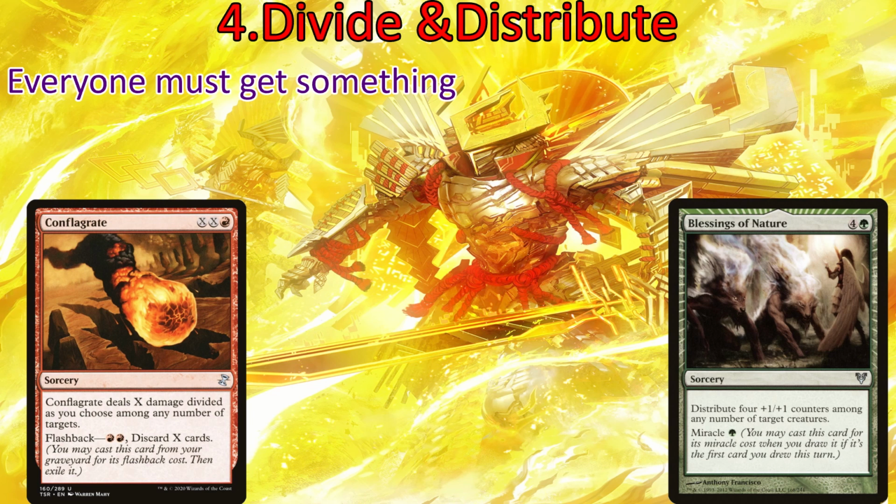For example, for Blessings of Nature, we cannot choose 5 creatures since we cannot distribute 5 counters, we only have 4 on disposal. And also if we choose like 4 creatures, we have to give each one of them a counter. We cannot pile them on one and leave the others without counters.